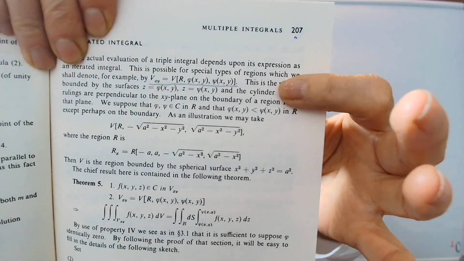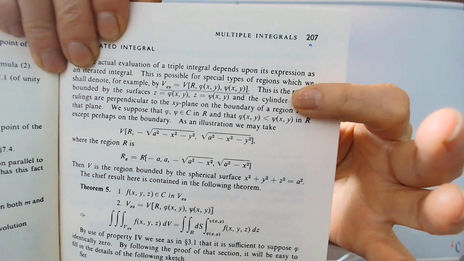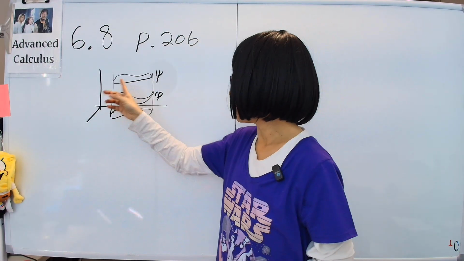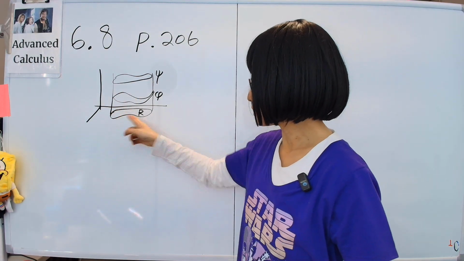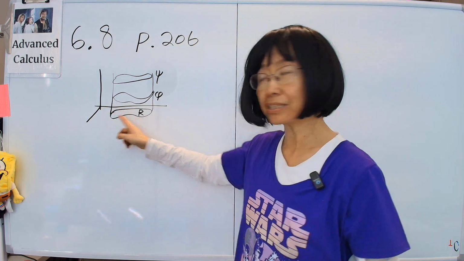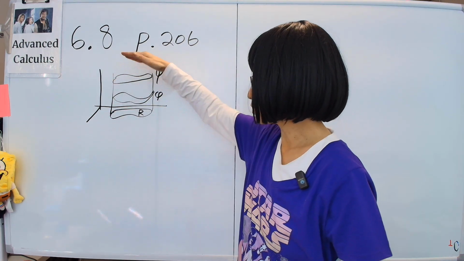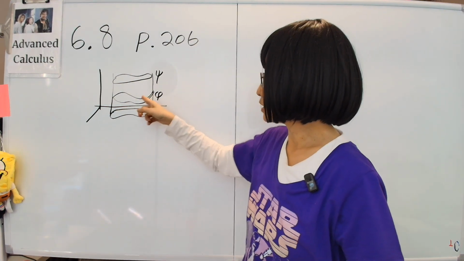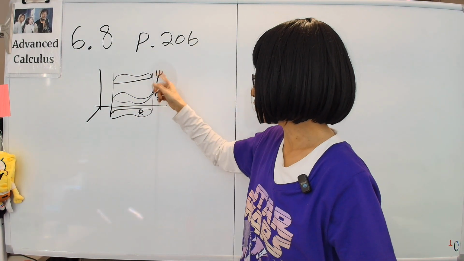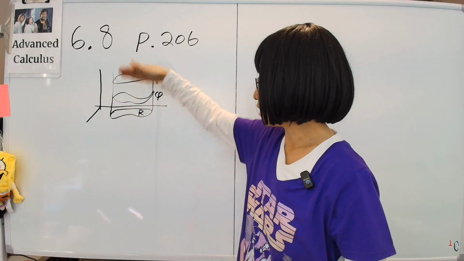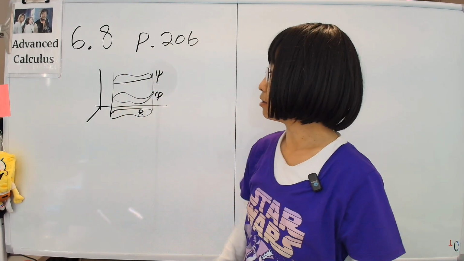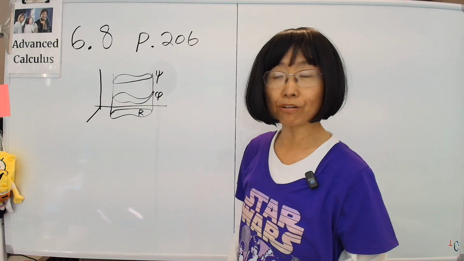Now pay attention to this, please. V_xy is described by R, phi, and psi. What that means is that V_xy is something that has an R on the bottom, which is the region on the XY plane, and it goes up to a function phi, which is a surface, and then a function psi, another surface, and the thing in between will be the volume.